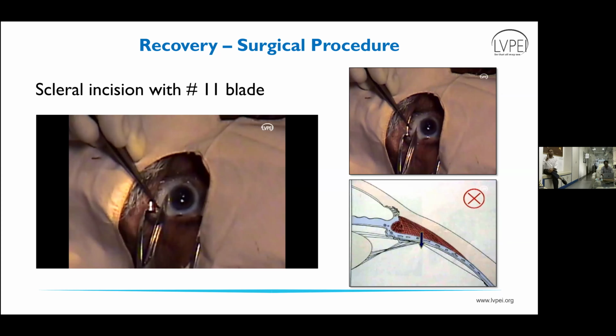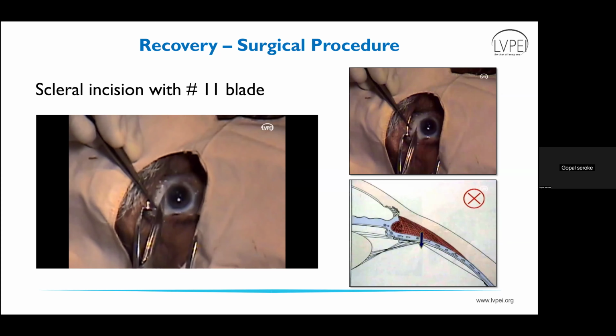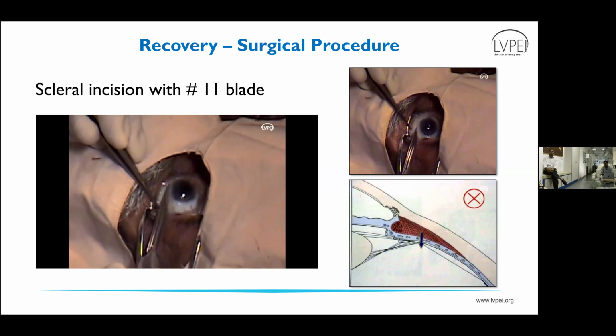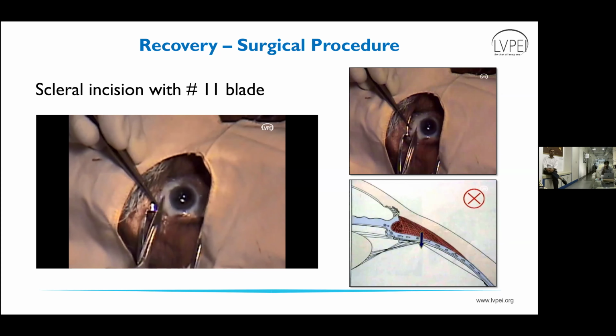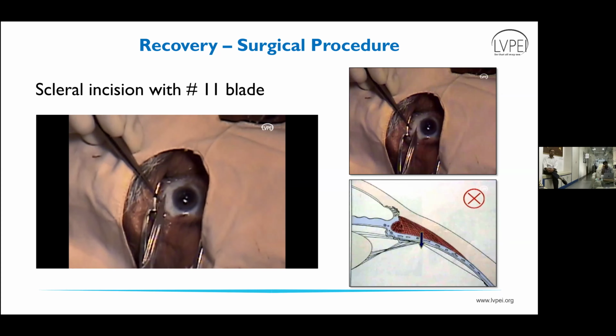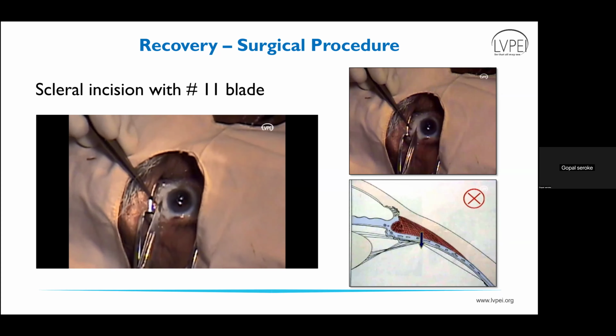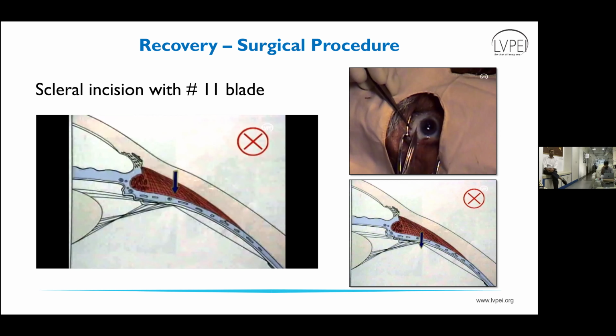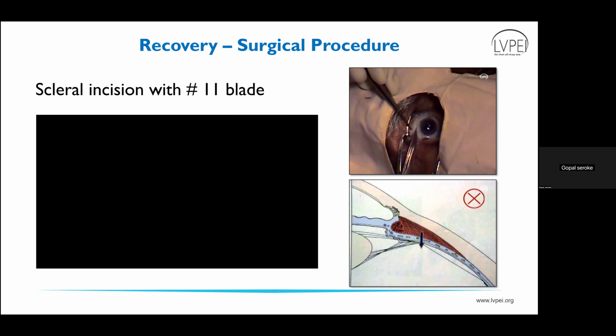So this is how we have to make a small incision with the number 11 blade, leaving the area about 2 to 3 mm from the limbus. This is very important. You have to leave about 2 to 3 mm from the limbus and then make a small incision, so as not to enter into the posterior chamber.